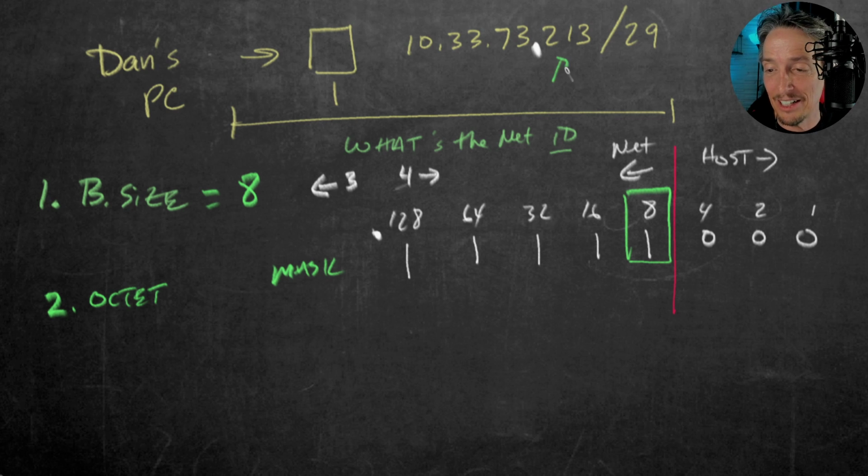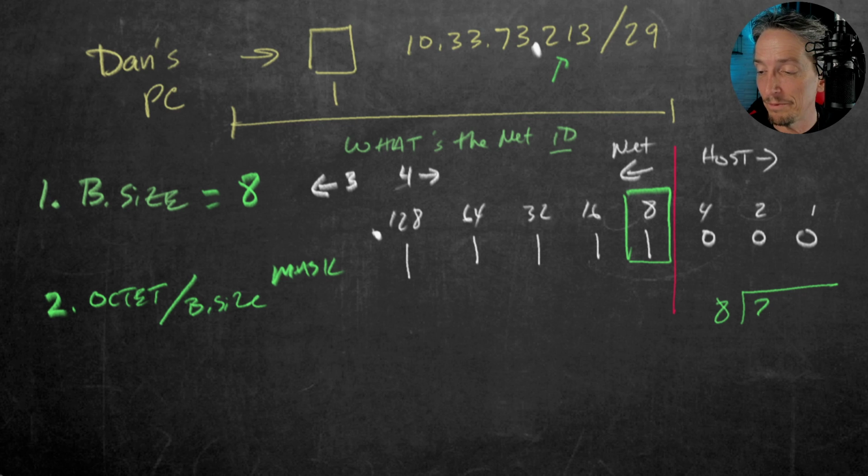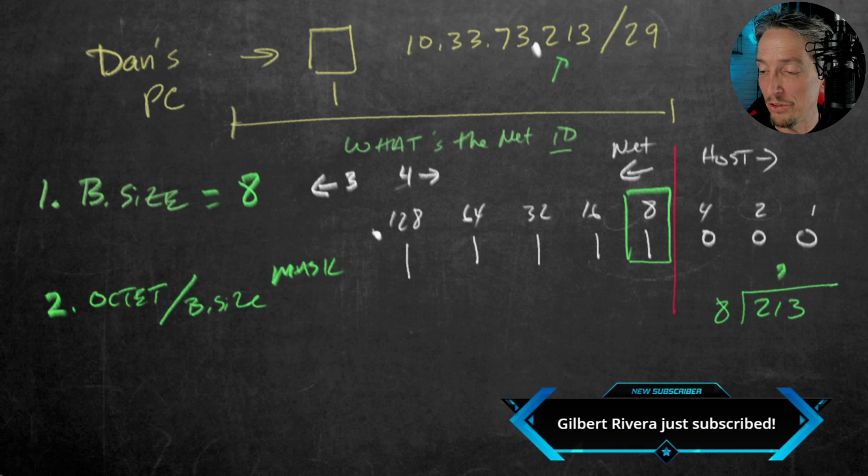We're talking about this last octet right here, where that mask is splitting and dividing that IP address, the customer's octet, and we divide that by the block size. We'll do that math over here. So the block size is 8, and the customer's last octet here is 213. And so 8 goes into 21 2 times, because 8 times 3 is 24, which is too high. So 8 goes into 21 2 times, that's 16.